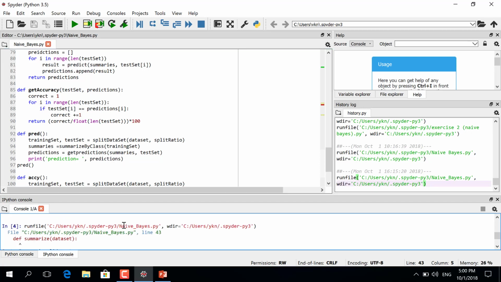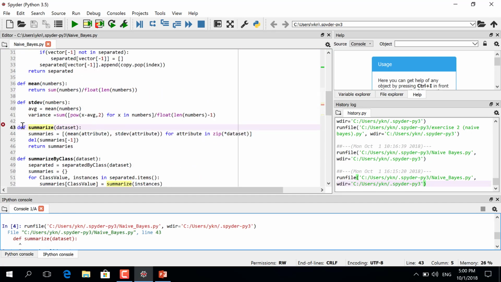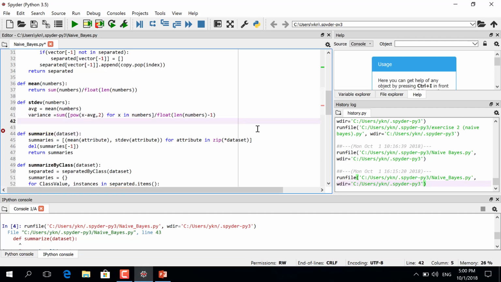Okay, we have another error, line 43. Oh yes, we have a function defined without a return. So I think we need to add the return for the standard deviation. Yeah, I forgot to write the return here: math square root of the variance. That's the equation for the standard deviation.